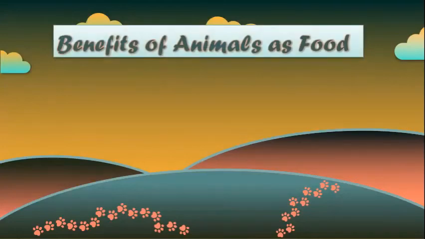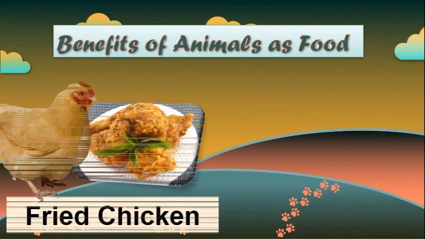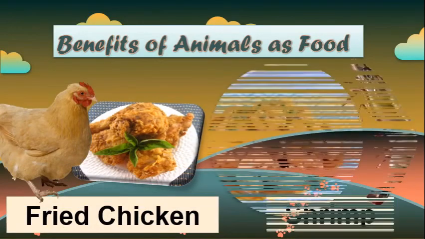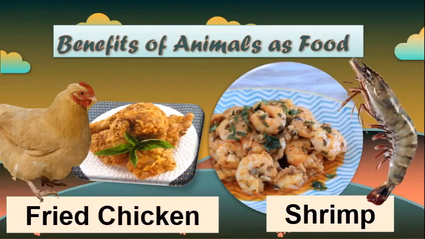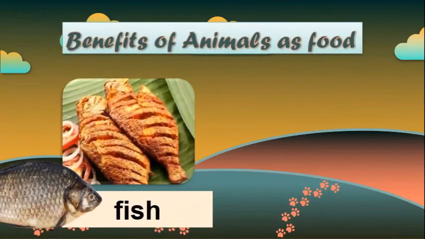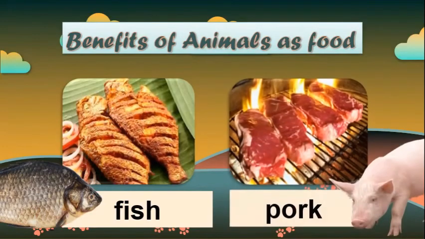For example, a chicken. We can prepare fried chicken. We can also cook shrimp. Same goes with fish and pork. The meat from animals gives us nutrients such as protein, iodine, and zinc.